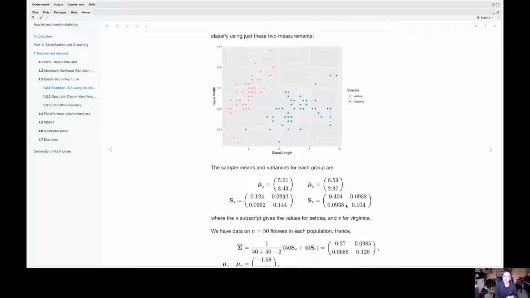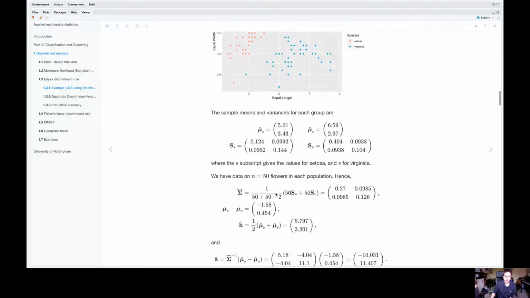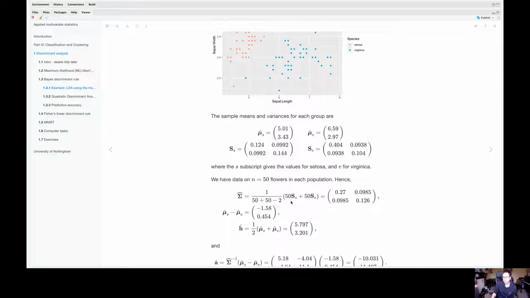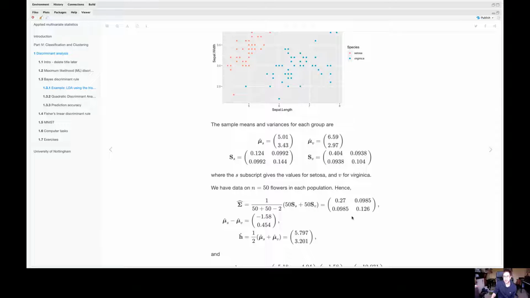In a moment, later on, we'll talk about letting them have different covariance matrices, but to begin with, let's find a single pooled covariance estimator for the data. So remember, the way we find a pooled covariance estimator is we add up the number of data points times one covariance matrix plus the number of data points times the other covariance matrix, and then divide by the total number of data points minus the number of groups, and that gives us our sigma hat here, which we find here. So this is our shared covariance matrix, our estimate of the noise for each population.